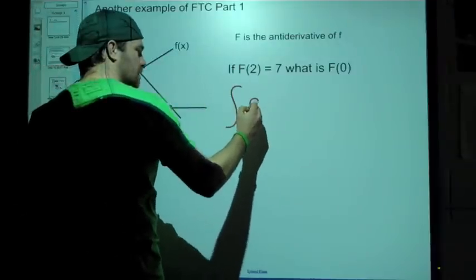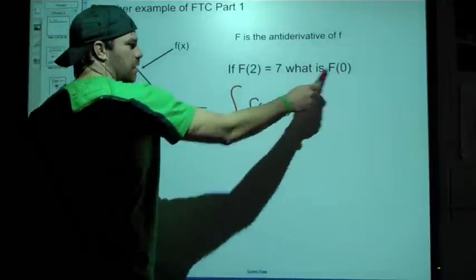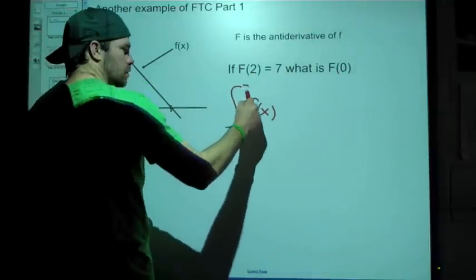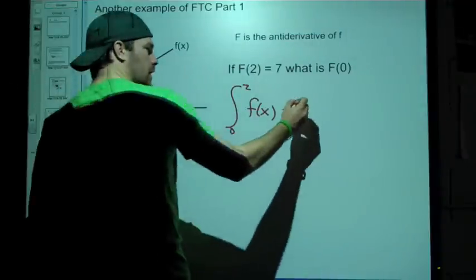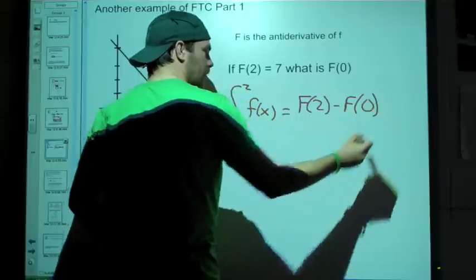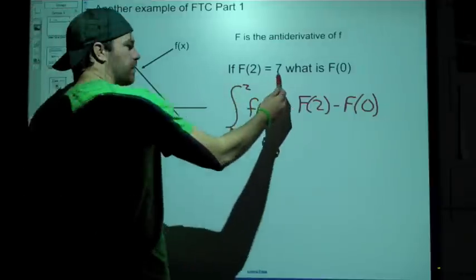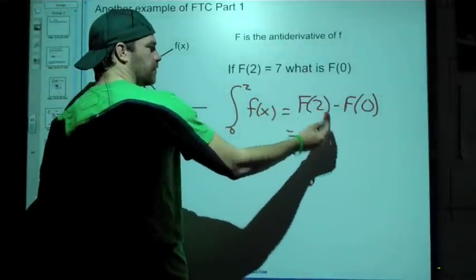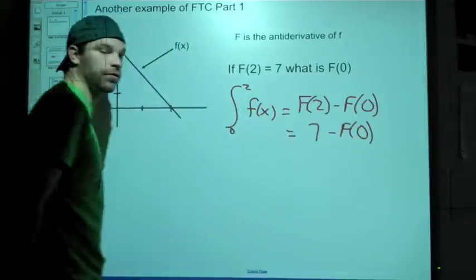So we're going to use this exact same idea. From A to B, my A and B are 0 and 2. So we know that this is a true statement. The area under the curve from 0 to 2 is the antiderivative at 2 minus the antiderivative at 0. Let's plug in what we know. Big F of 2 is 7. Big F of 0 is what we're trying to solve for.